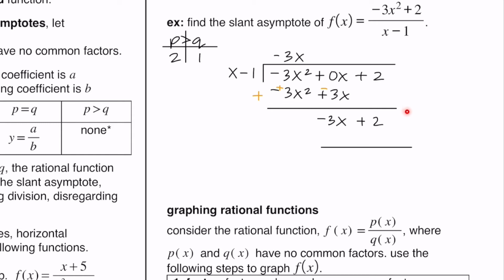And now we're going to start the process again. We're going to say what times x makes this first term. So negative 3. When we take the negative 3 and distribute it to both of these terms, we write it down here. Then add their opposites. The first term cancels out, and then we have 2 minus 3, which makes negative 1. So this is the answer, and that's the remainder, but you're supposed to disregard the remainder. So the slant asymptote is y equals negative 3x minus 3.